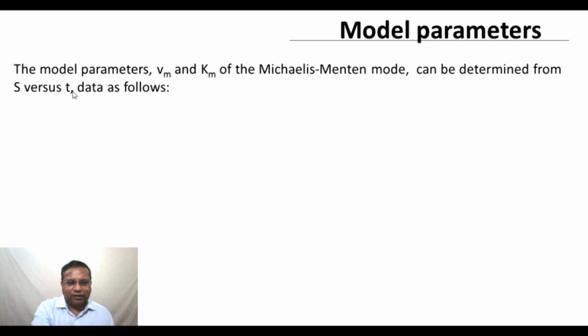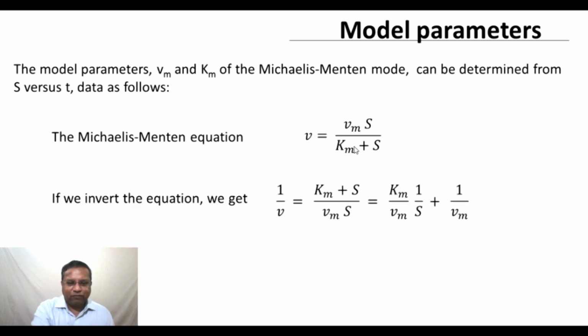We collect S versus T data. The Michaelis-Menten equation is V equals Vmax S by Km plus S. If we invert this equation, taking 1 by on both sides, we get 1 by V equals (Km plus S) by Vm S, which can be written as Km by Vm S plus S by Vm S. Km by Vm becomes Km by Vm into 1 by S, and here the S cancels out, so you have 1 by Vm.